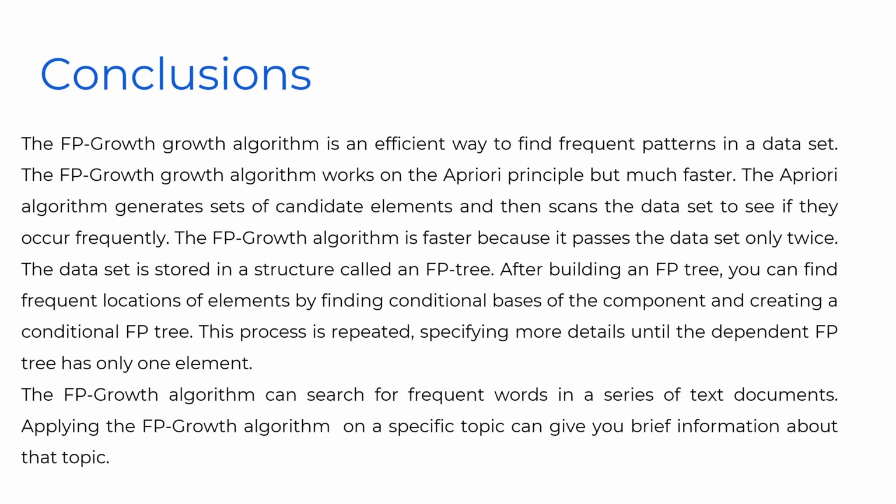After building an FP tree, you can find frequent sets of elements by finding conditional bases of the component and creating a conditional FP tree. This process is repeated, specifying more details, until the conditional FP tree has only one element. The FP growth algorithm can search for frequent words in a series of text documents. Applying the FP growth algorithm to a specific topic can give you brief information about the topic.